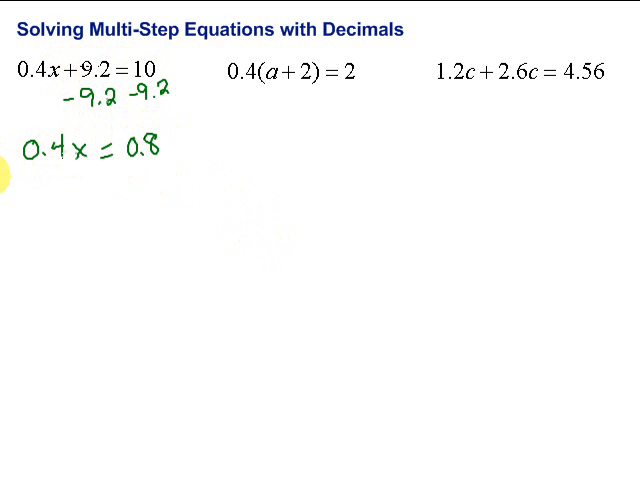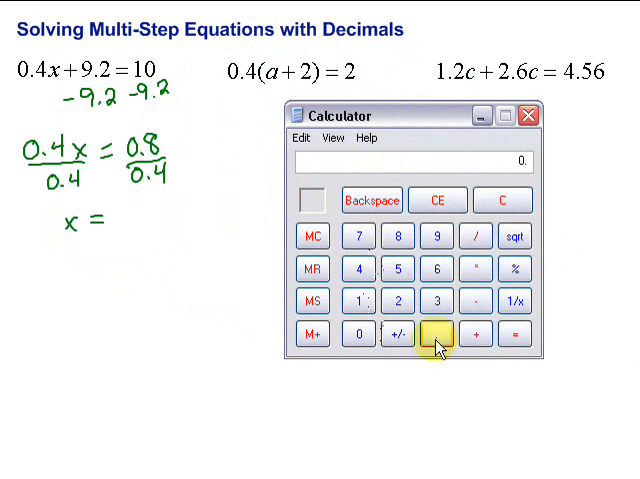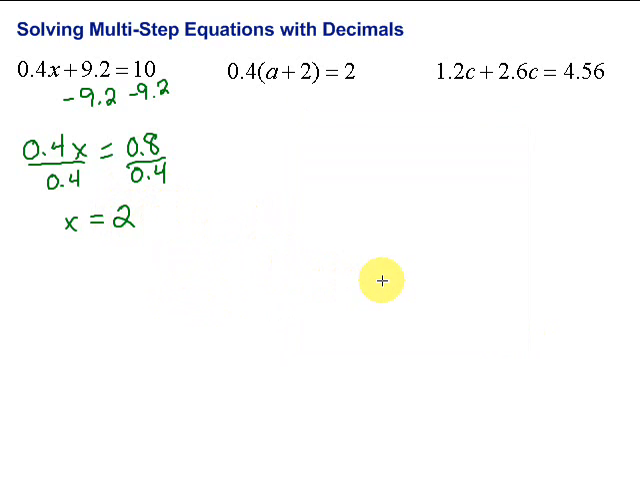Then we want to get that x by itself. To do that, we're going to divide by this 0.4 that's being multiplied by the x. We do the opposite, division, divide by 0.4 on both sides. Bring down what we have, these cancel out, we get our x by itself, which is what we want. Then we can get our handy dandy calculator here to work with. And we have 0.8 divided by 0.4, which gives us 2. So our answer is x equals 2.